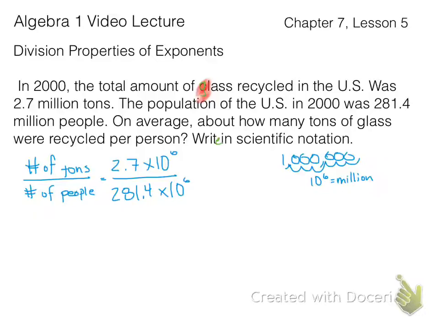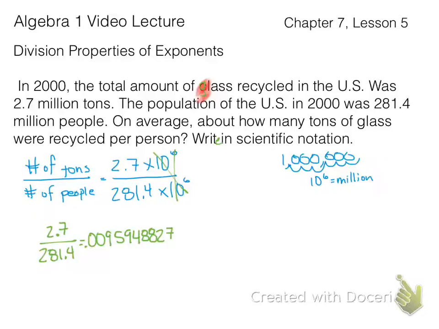All right, divided by the number of people, which is 281.4 times 10 to the 6th power. Now, you could go through the crazy process of putting this in correct scientific notation first, or you can just go ahead and do the division and know that this is going to cancel out, because 10 to the 6th divided by 10 to the 6th is 1. But I'll show that to you real quick.